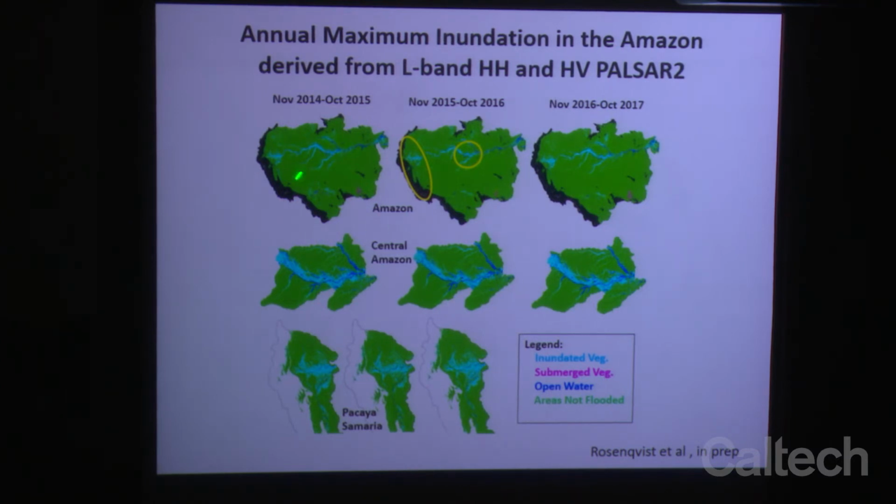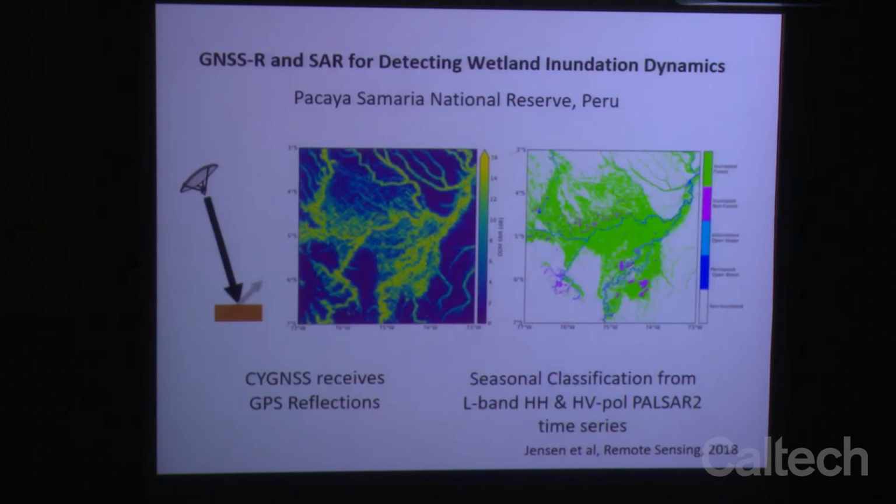And so we're looking at the full basin in this case, and then the region of the central Amazon, where you have the Negro and the Solimões converging here around Manaus, and that's in this area here. And then we also have some studies we're doing in Pacaya-Samiria, the big wetlands complex that's in the upper Amazon here. So we can look at this to quantify hydrodynamics.